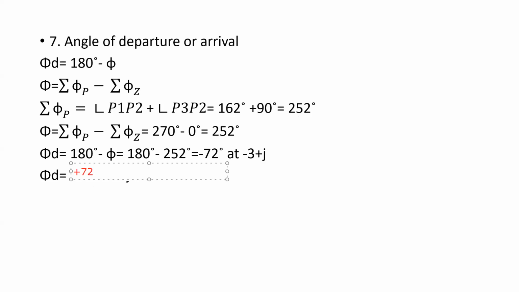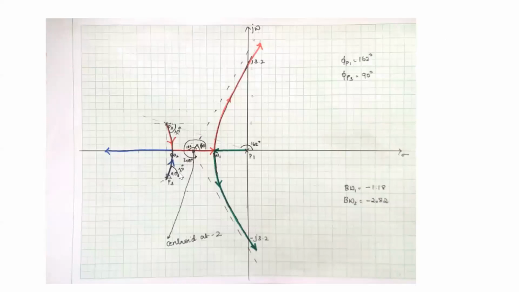Plus 72 degree at minus 3 minus j. Then yes, this is how the root locus is going to be. See here, we have poles on the complex plane. These two poles, the root locus comes making an angle of 72 from both. They meet the real axis at this point and they break. One goes on this side, the other one comes here.